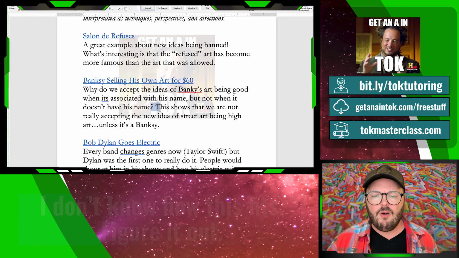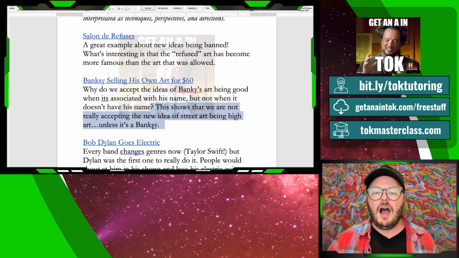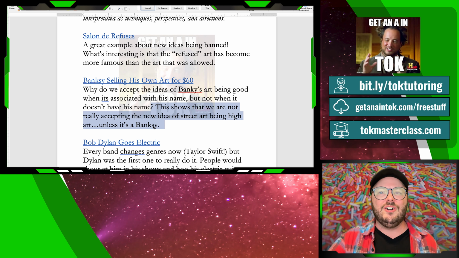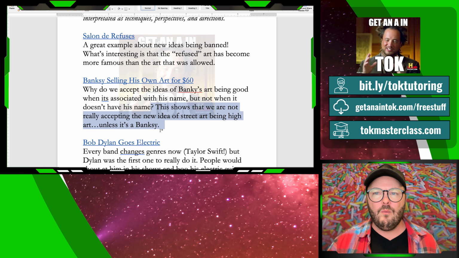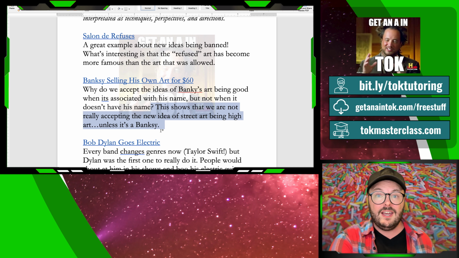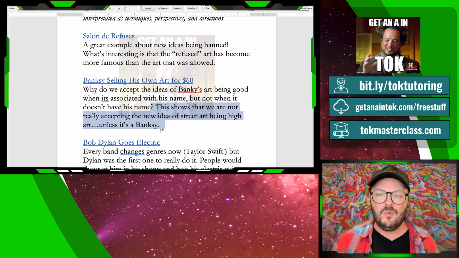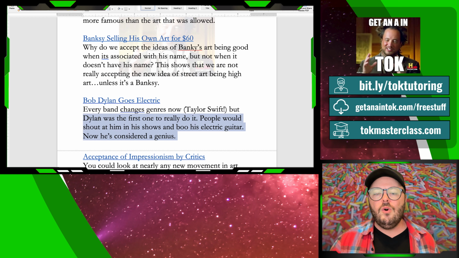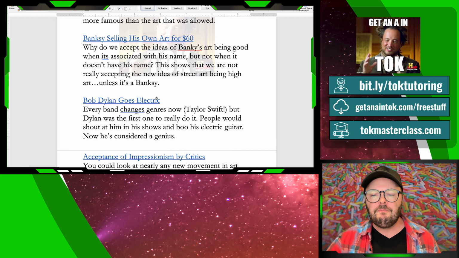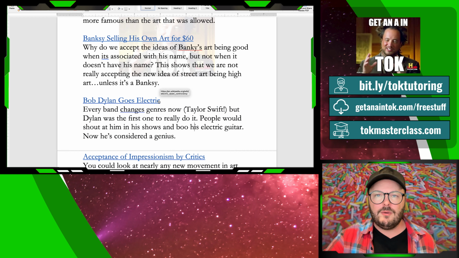This shows that we are not really accepting a new idea of street art being high art unless it's a Banksy, okay? So it's the idea that this art is good because it's a Banksy. We are not saying all graffiti is high art because nobody buys it. But when it's associated with Banksy, all of a sudden we buy it. I would not necessarily take this example, but I would take an example of somebody doing the same thing.